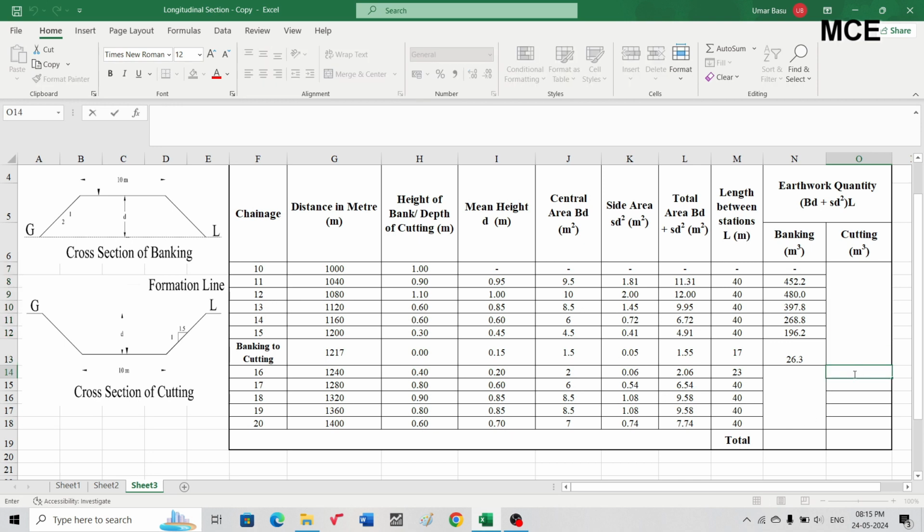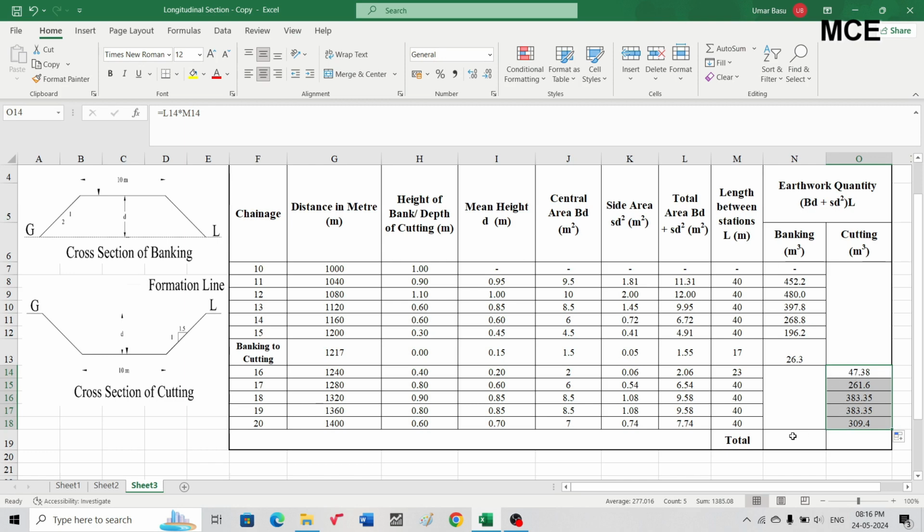Thereafter we have the road in cutting. Again you have to multiply the total area in cutting, which is 2.06, with the length between stations, which at chain age 16 is 23. Press enter and you will get the quantity of earthwork in cutting at chain age 16. Then select this 47.38 and drag it and you will get the quantity of earthwork in cutting from chain age 16 to chain age 20.